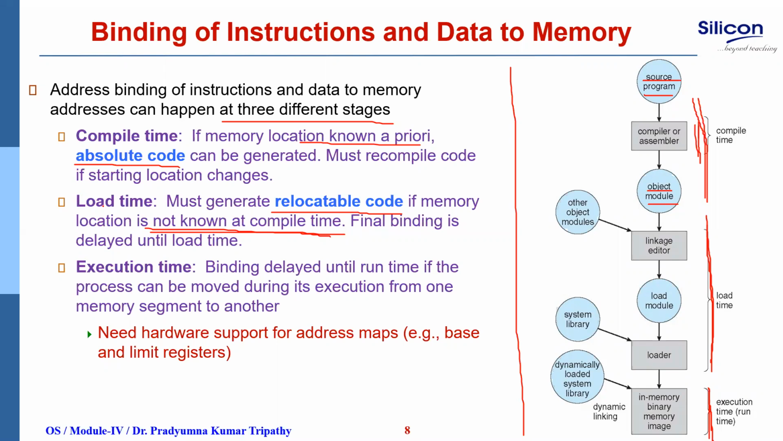Correct? So while executing the program, we must know the base register content for every process, base and limit register content. If we know the address, then absolute code can be generated at compile time. If it is not known, relocatable code can be generated at load time, and at execution time, if you change the program to different modules, then it is done at execution time. Is that clear?